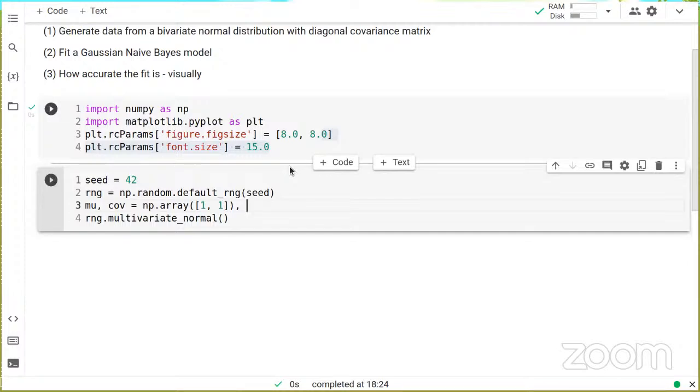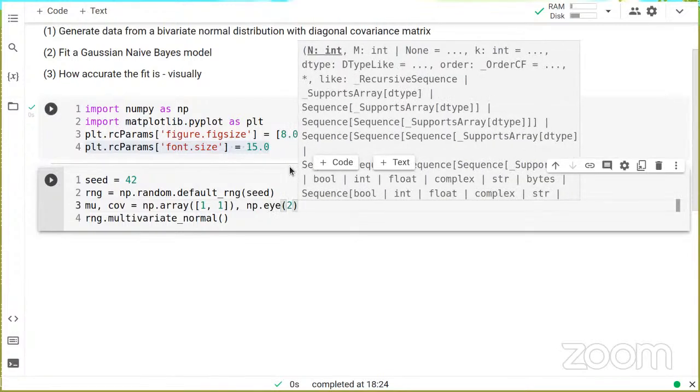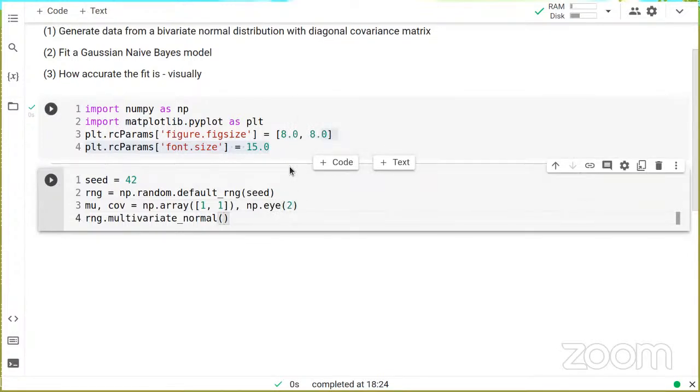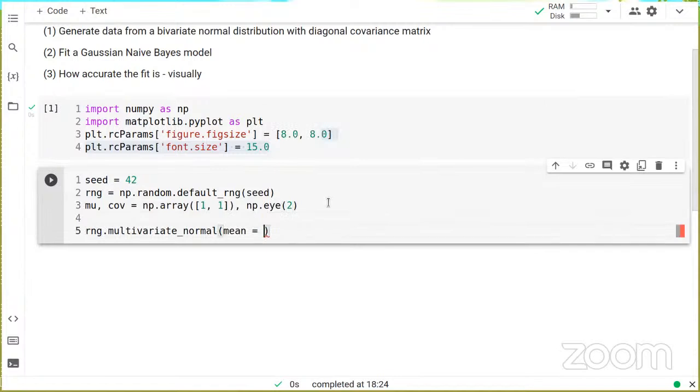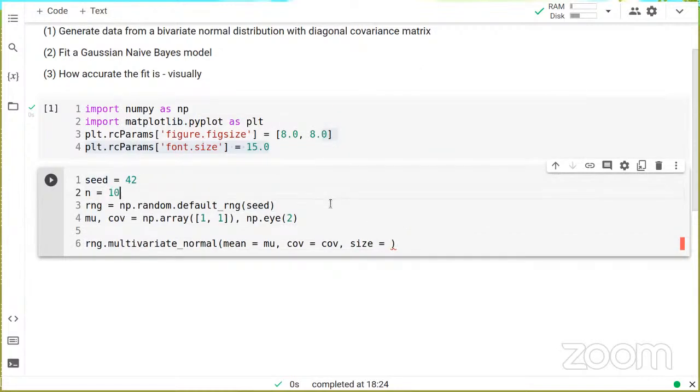So in NumPy, do you all know how to get an identity matrix? np.eye is there. Okay, right? So np.eye of 2, so it's just a 2 cross 2 identity matrix. Now, the mean of this distribution from which we are going to generate will be mu, the covariance matrix will be cov, and I will generate say n samples. That also will use a variable here, say 1000 samples, right?